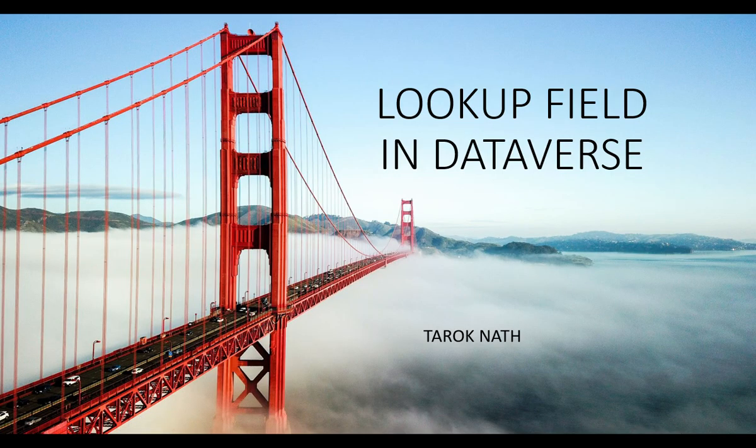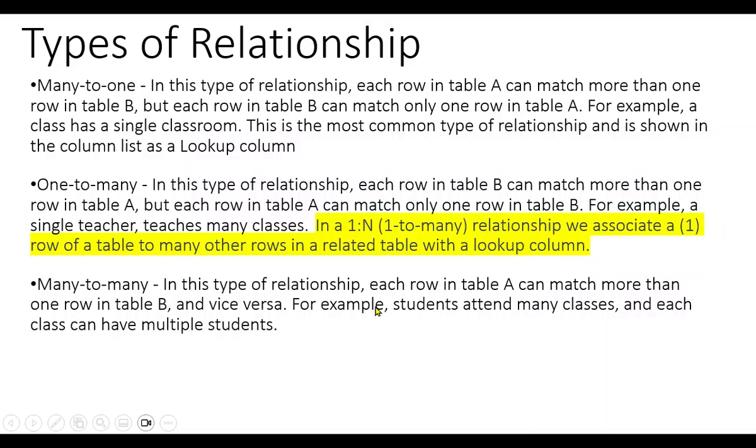Let's see and understand what the lookup field in Dataverse is. Let's get started. Before that, we need to understand how many types of table relationships there are in Dataverse. There are three types: one to many, many to one, and many to many.